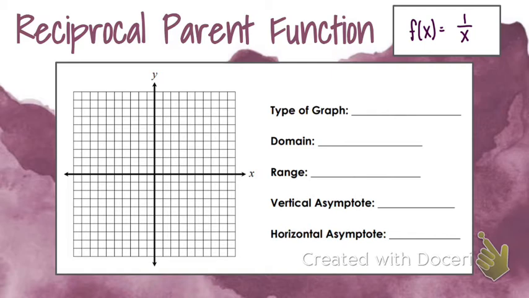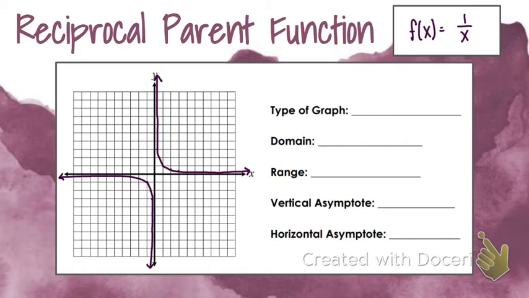The graph for this function is kind of odd looking. This is what it looks like, and the reason that it looks like this is because you can't divide by 0. That's what affects this. So if you were to plug in x equals 0, you would have 1 divided by 0, and you can't do that in math. It's not allowed.